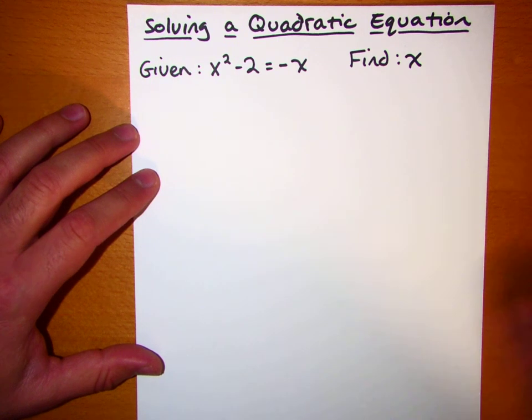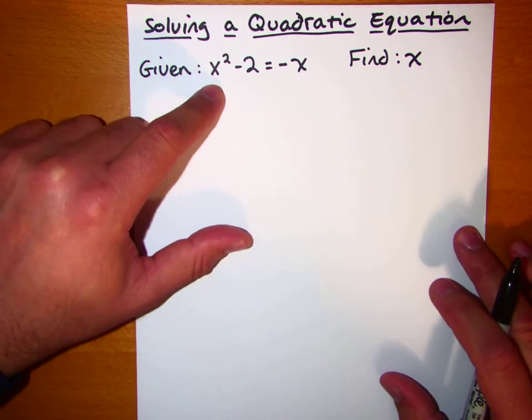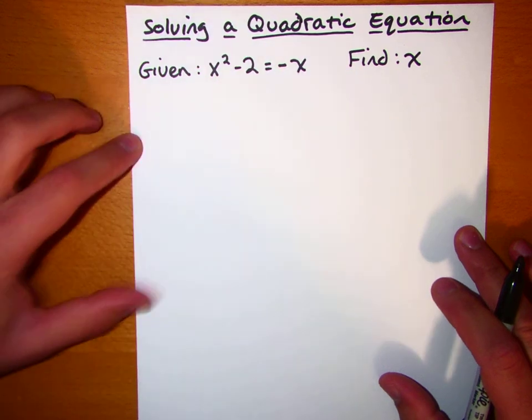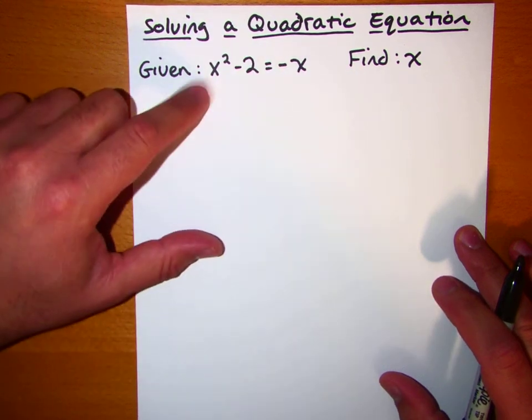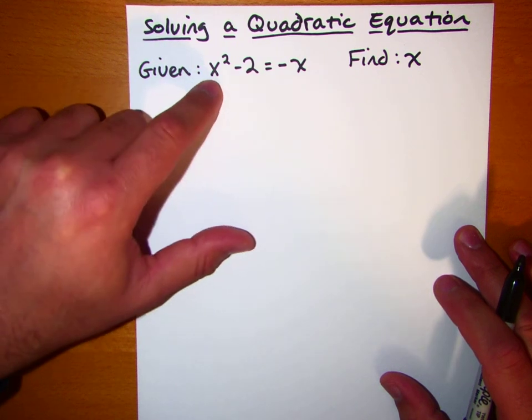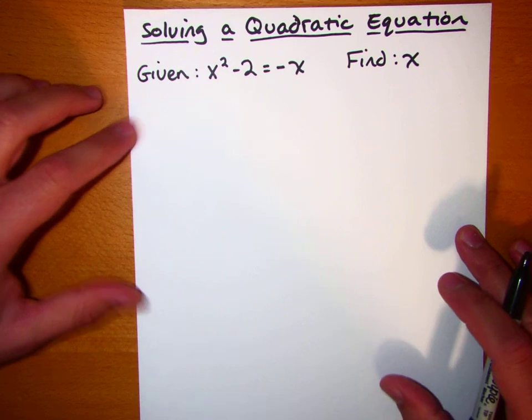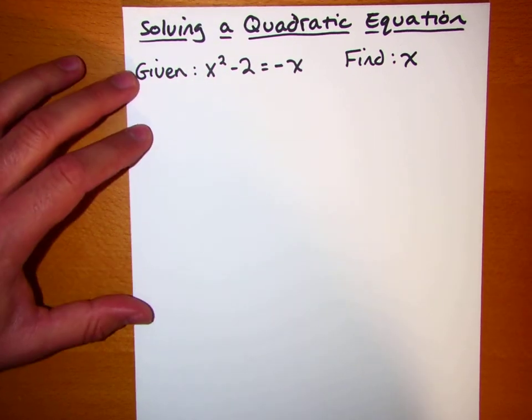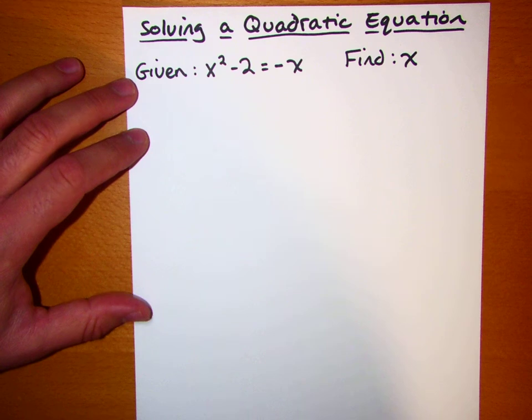Okay, here's the question. Given this equation, x squared minus 2 is equal to negative x, find x. Well, this equation here is a polynomial in x. Specifically, this is a quadratic equation. In other words, it's a polynomial of power 2. And the good news is we know quite a bit about quadratic equations, and so they're pretty easy to solve.